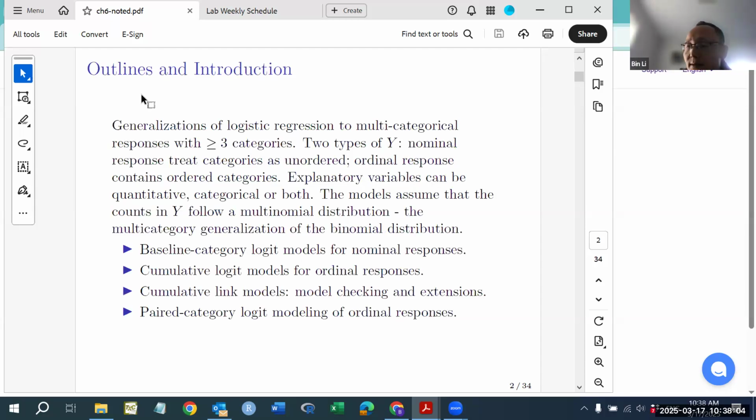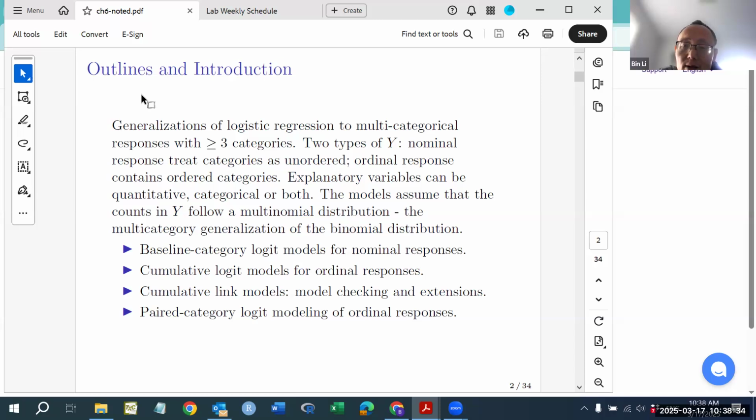So the outline for chapter 6 is we will generalize the logistic regression to the multi-category response with 3 or more categories. As I said, 2 types of response: nominal response as unordered and ordinal response as ordered category. But for the explanatory variable, it can be quantitative, categorical, or both.